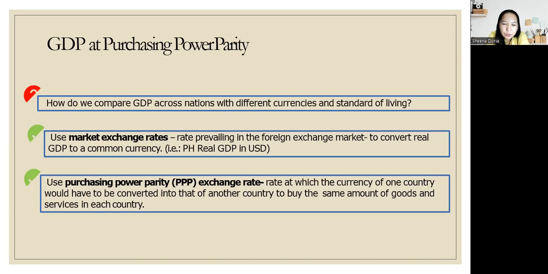Ayan. So, use purchasing power parity exchange rate at which the currency of one country would have to be converted into that of another country to buy the same amount of goods and services in each of the country. So basically, yung $1 nila, kailangan nating magbigay ng 60 pesos to buy that. Diba? So ibig sabihin nun, sobrang baba ng value talaga.